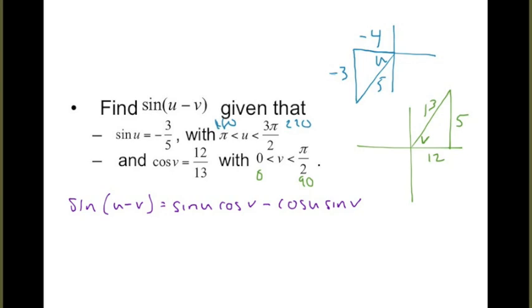So when it says the letter U, I'm going to look at the U triangle. So sine of U, I look at the U triangle, and opposite over hypotenuse is negative 3/5. And later on in the formula it says cosine of U is negative 4/5. When it says V, I look at the V triangle. Cosine of V is 12 over 13. Sine of V is 5 over 13.